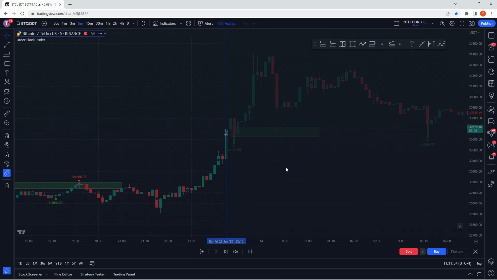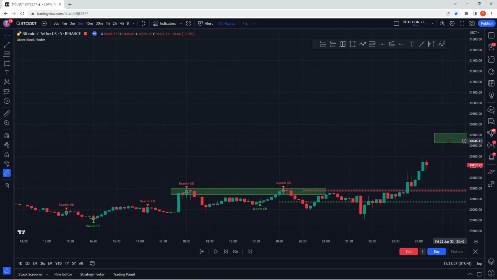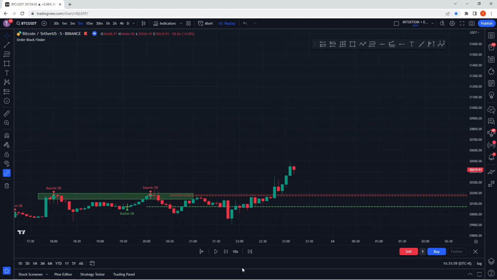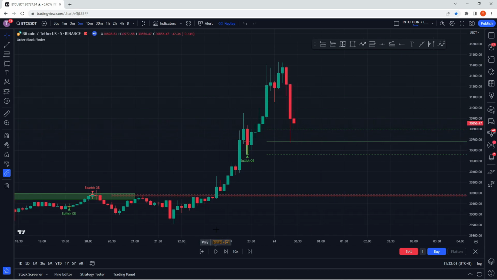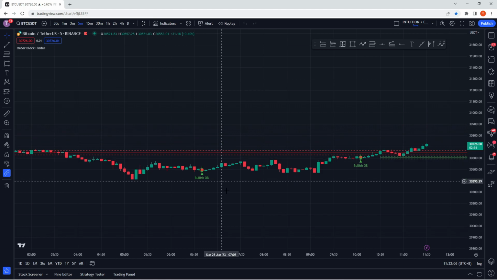So let's say we are looking at this area right here. We're going to let the trade play out. So we're in the uptrend. Oh, wait, a bit too fast.